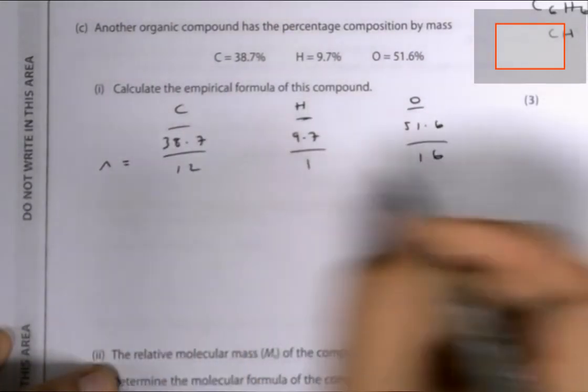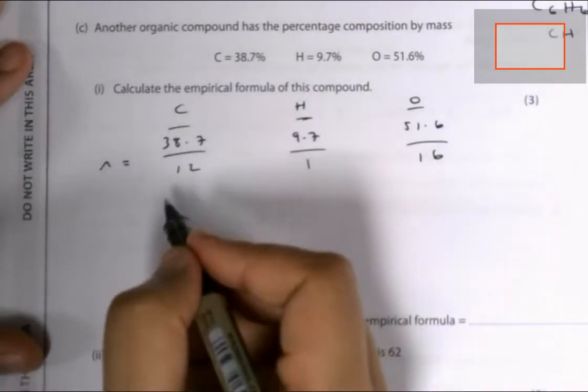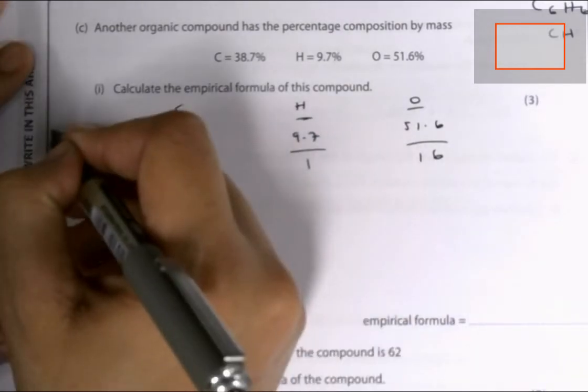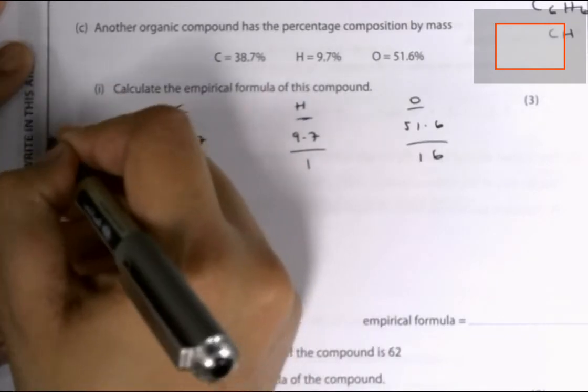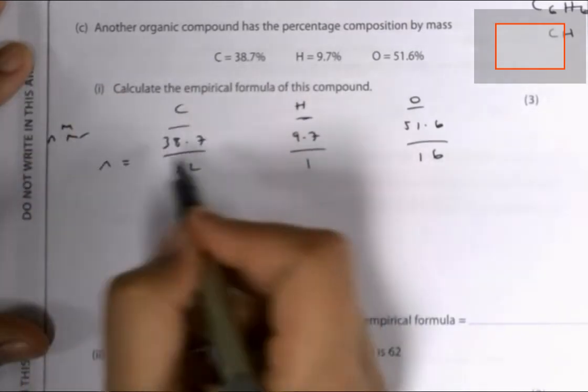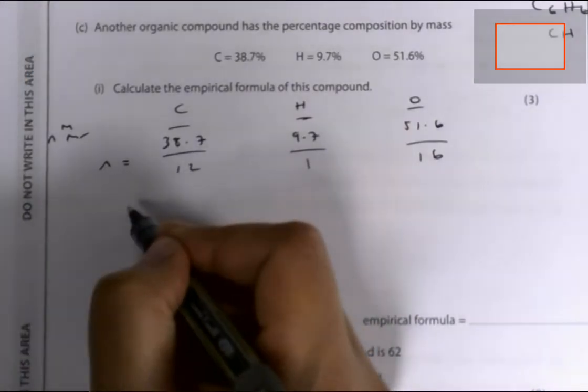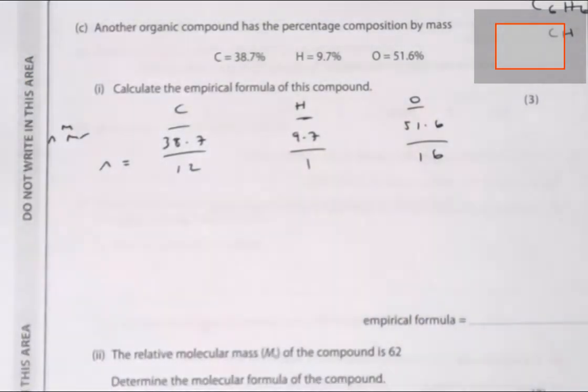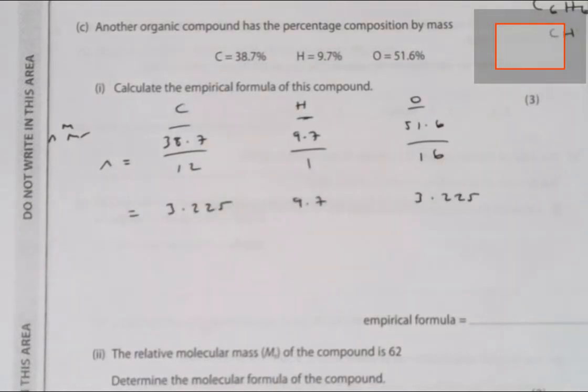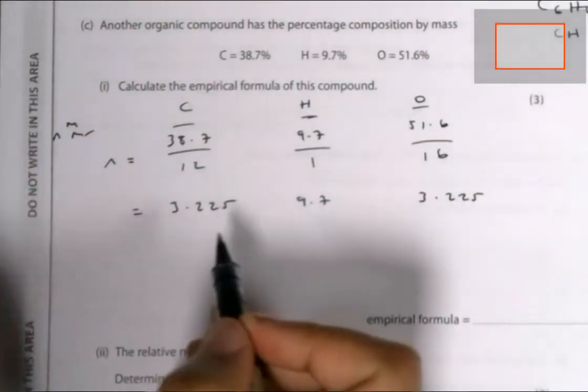And I'm doing that by dividing them by their relative atomic masses. Okay, so remember, moles is mass over Mr, or here, because we've got elements, it's relative atomic masses. So we're going to do that calculation now. And I've got my values.